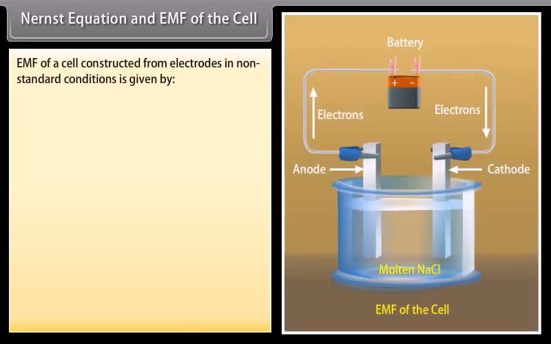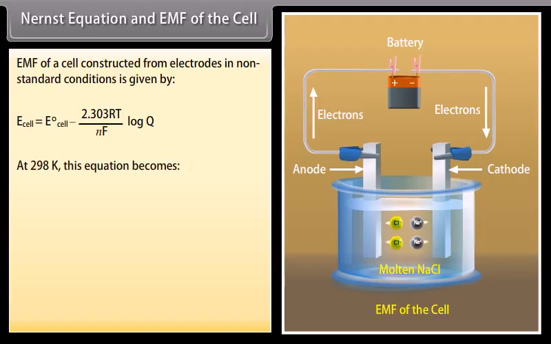Nernst equation and EMF of the cell. EMF of a cell constructed from electrodes in non-standard conditions is given by E_cell = E°_cell - (2.303 RT/nF) log Q. At 298 Kelvin, this equation becomes E_cell = E°_cell - (0.0591/n) log Q.